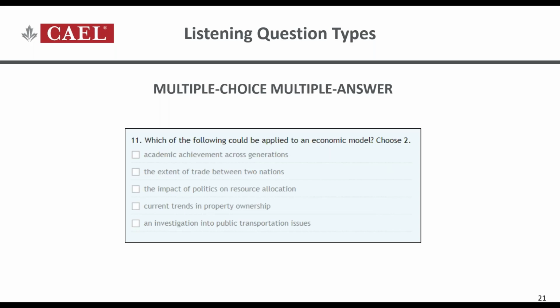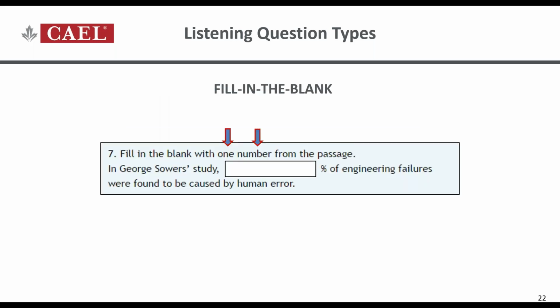So with these questions, just read them carefully. Check to see if it says choose 2 or 3 or whatever, and just make sure that you know how many you need to click. Okay? Fill in the blank. These ones will ask you to choose a number or a keyword from the passage. So it could be a name, number, place, location, keyword, or key phrase. So it could be 1 word or it could be 2 or 3 words. And sometimes it might be just a number.